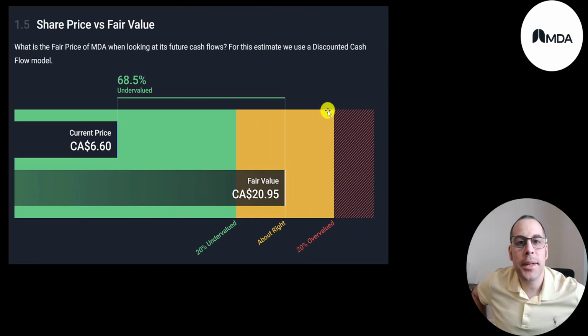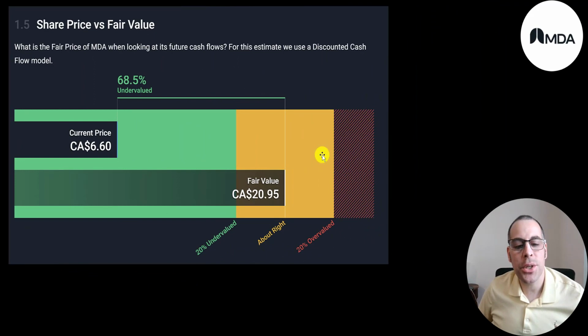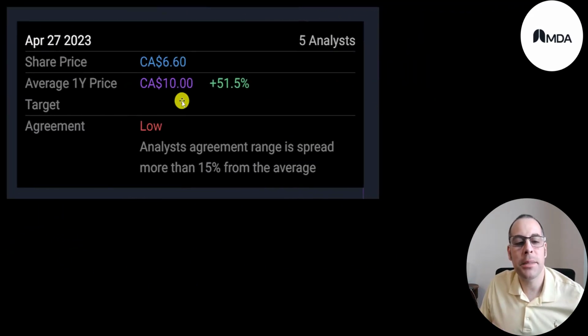Simply Wall Street values the company really high. Their valuation is $21. They're saying it's 69% undervalued. 5 analysts priced this stock, and the average price target is $10. They're saying it's 52% undervalued.